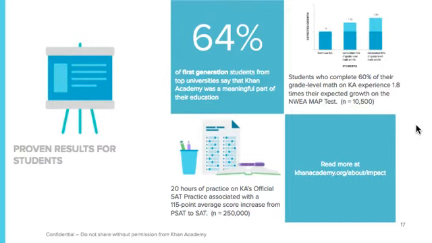Students who completed 60% of their grade level math on Khan Academy experienced 1.8 times their expected growth on the NWEA MAP test. So students are improving on national test scores, and we're talking about over 10,000 students who improved by working on their grade level mission. So I suggest assigning students the mission and trying to achieve that 100% prior to the AP Calculus test. The next video will focus on how to get started using Khan Academy.